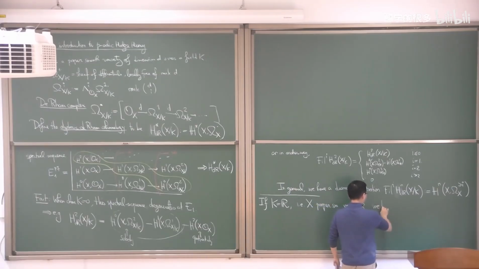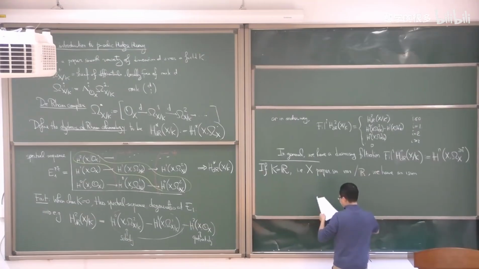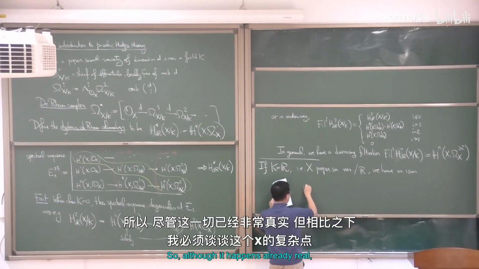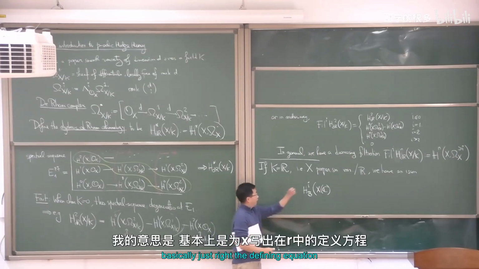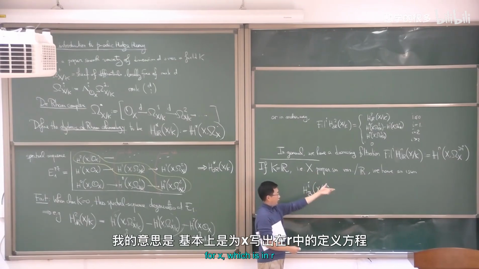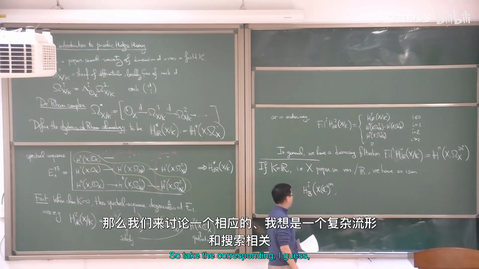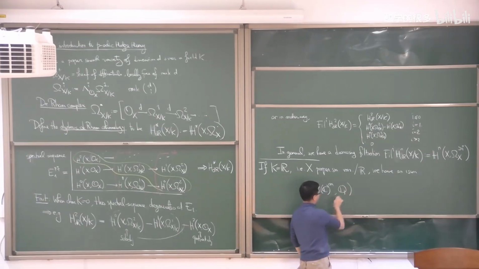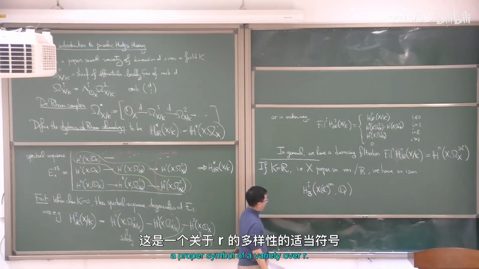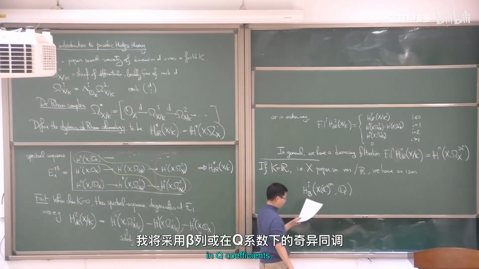In this case, we have the following isomorphism. Although X is defined over the reals, for the comparison I have to talk about the complex points of this X. Basically, I write the defining equations for X, which are over R, and then solve them in C. So take the complex manifold associated to such a proper smooth variety over R, and I take the Betti cohomology, or the singular cohomology, with Q coefficients.